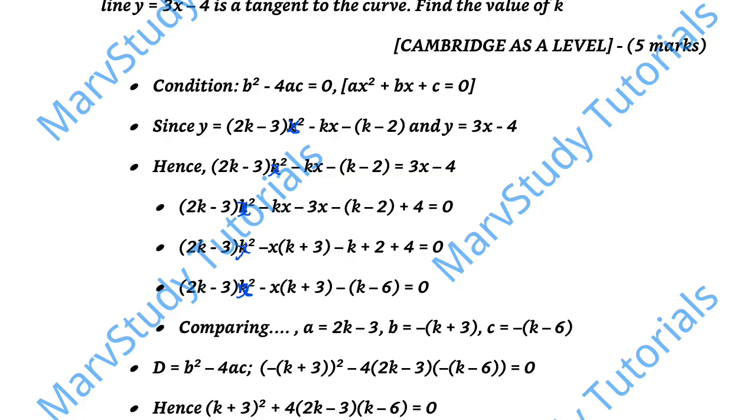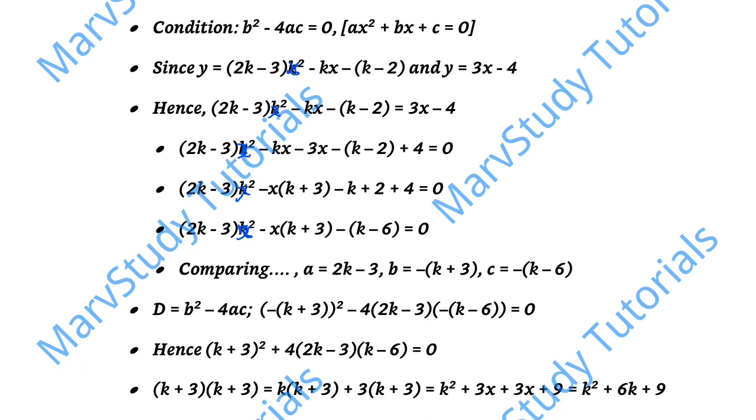So we expand (k + 3)², and if you should expand (k + 3)², that's the same as (k + 3) times (k + 3). So k times (k + 3) plus 3 times (k + 3), the expansion: k times k is k², k times 3 is 3k, 3 times k is 3k, 3 times 3 is 9. So we have k² + 6k + 9. And then we resolve the other part of the equation, which is 4(2k − 3)(k − 6). So we take out the 4 and then resolve and then multiply this.